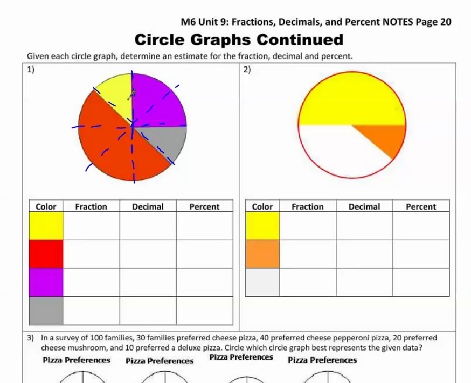Okay, so the color yellow. What fraction is the color yellow? Well, here's the color yellow, and there's 1, 2, 3, 4, 5, 6, 7, 8 slices, so this is 1/8. The red is going to be 1, 2, 3, 4/8, or if I simplify that, that's 1/2. And you can see it's half of the circle. That little purple color there, there's 2 out of 8, or 1/4. And then the gray is the same as our yellow, so it's 1/8.